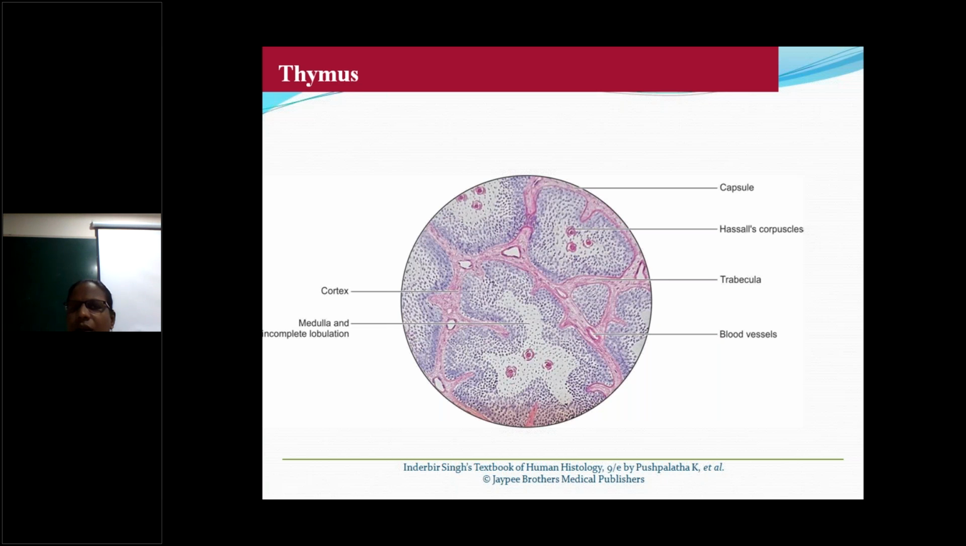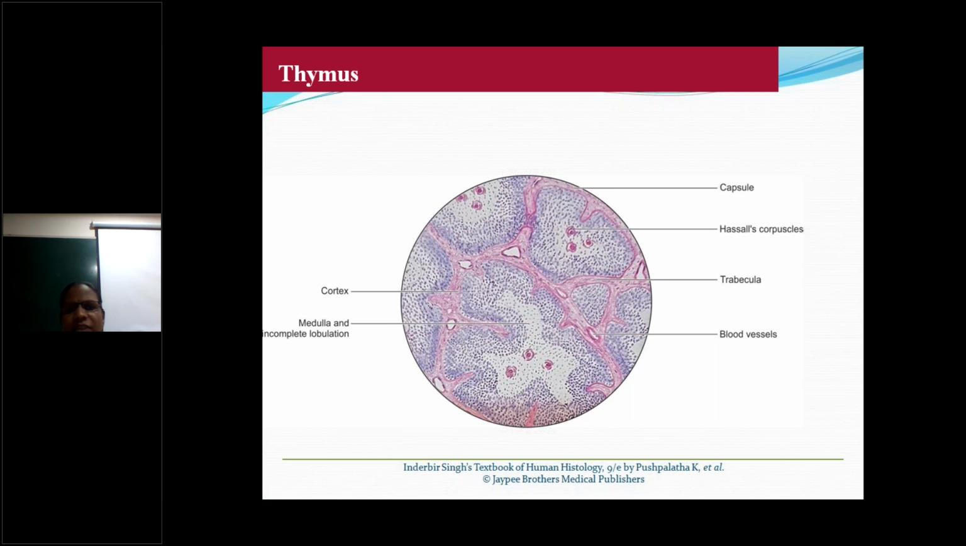I'll repeat it again. What are Hassall's corpuscles? A hyaline mass of degenerated epithelial cells surrounded by a few epithelial cells which are going to degenerate. This pink mass structure we call Hassall's corpuscles. So the medulla has a number of Hassall's corpuscles. By seeing Hassall's corpuscles in the medulla, we can identify that it's the thymus gland. The thymus gland produces some hormones, such as thymosin proteins.